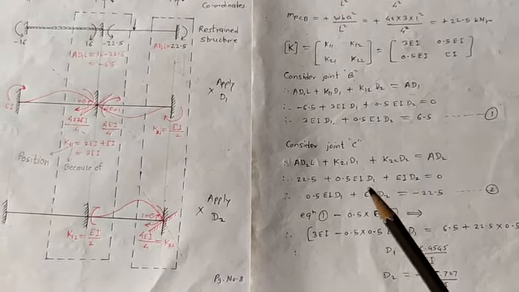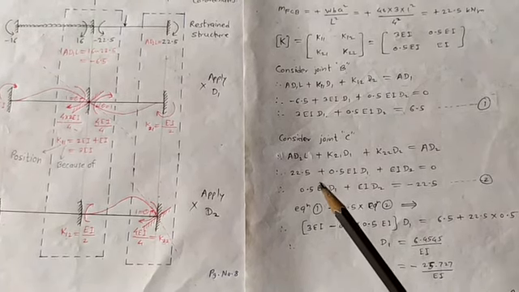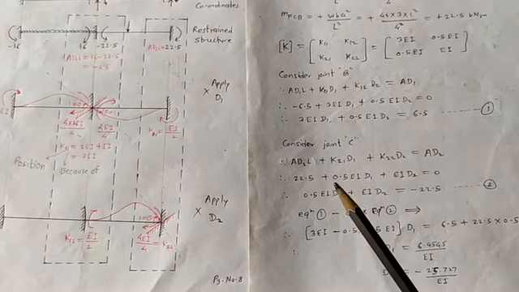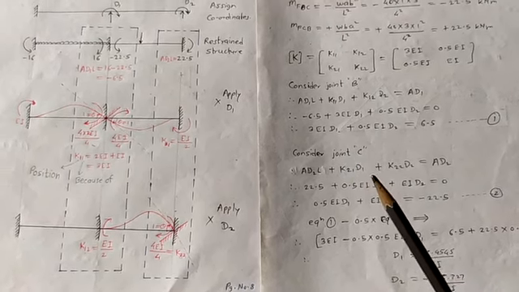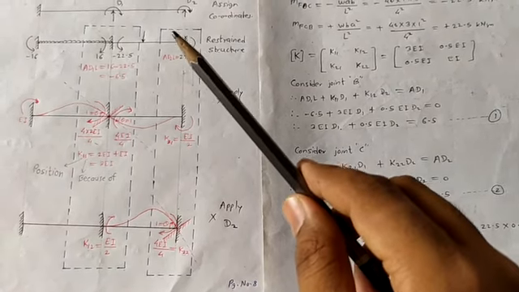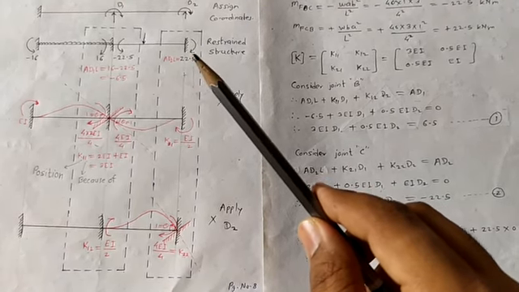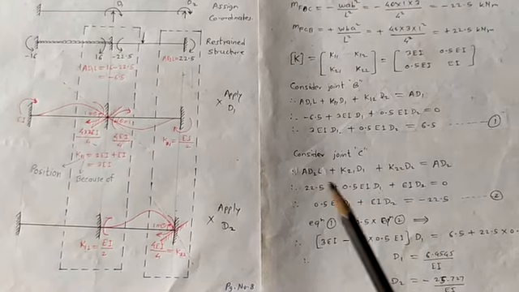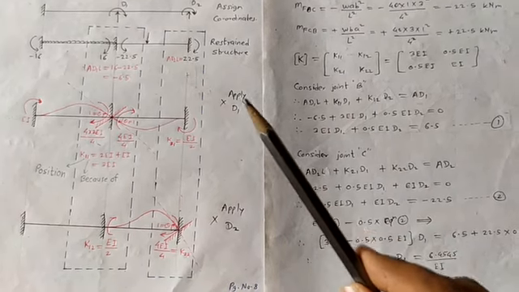Now come to writing down the second equation. How to write the second equation? The second equation is to be written by considering the second joint, that is joint c. Just consider joint c, whatever moment is acting at joint c, write that down, and we will get this total equation. At joint c we are getting the moment as 22.5.